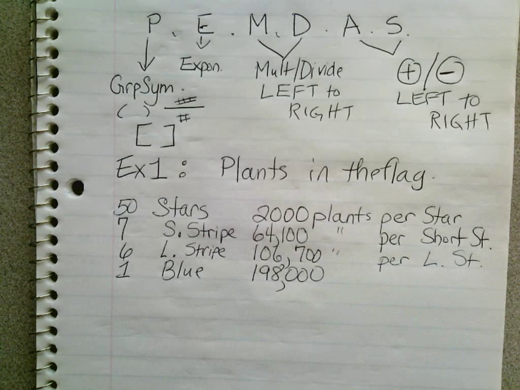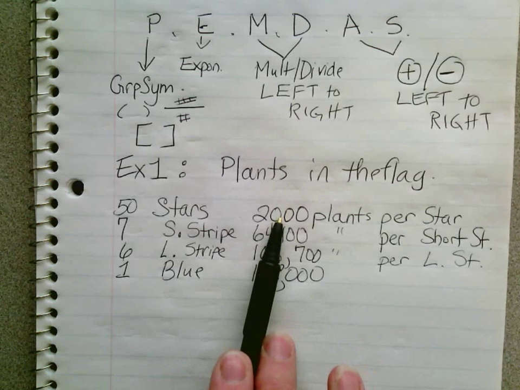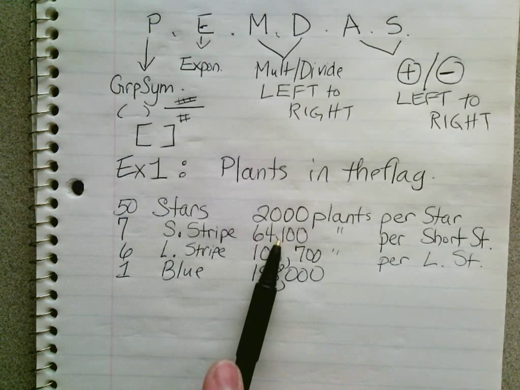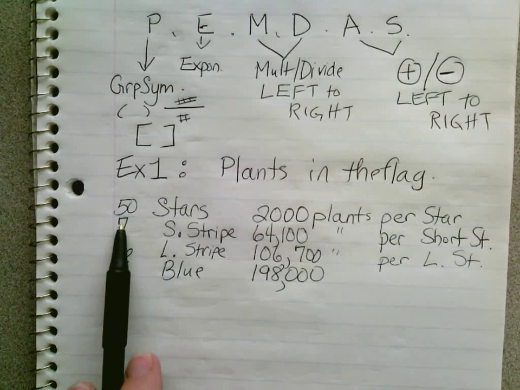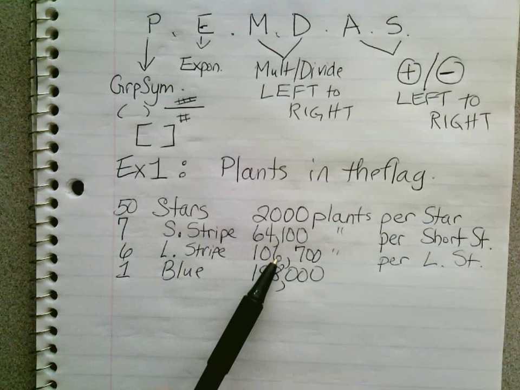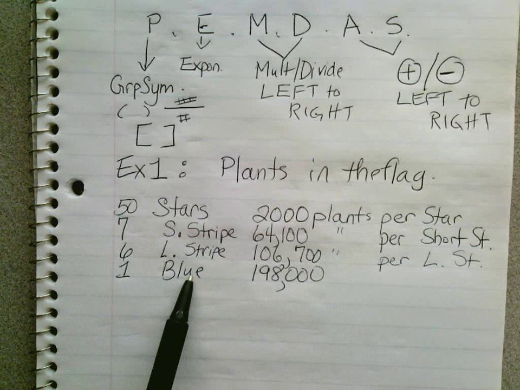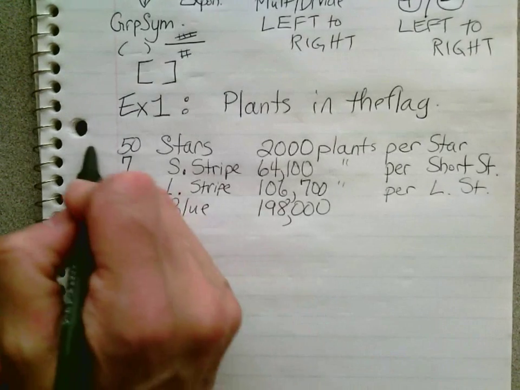In order to figure this out, I need to know if there are 2,000 per star, how many plants are there in 50 of them? If there are 64,100 per short stripe, how many are there in 7 of them? 106,700 per long, and there's 6 of them, and then there's one blue chunk. So we're going to use the order of operations to figure this out, okay? And it starts like this. We're going to start right here.